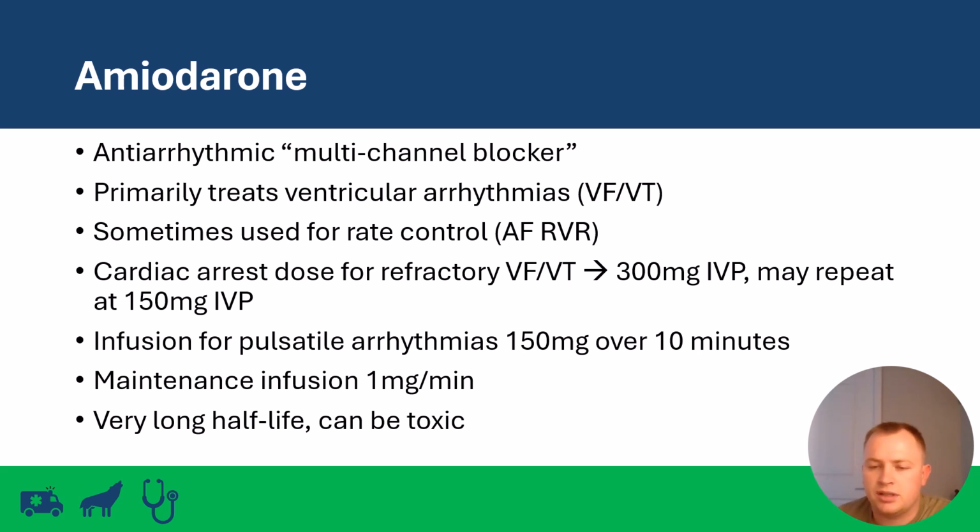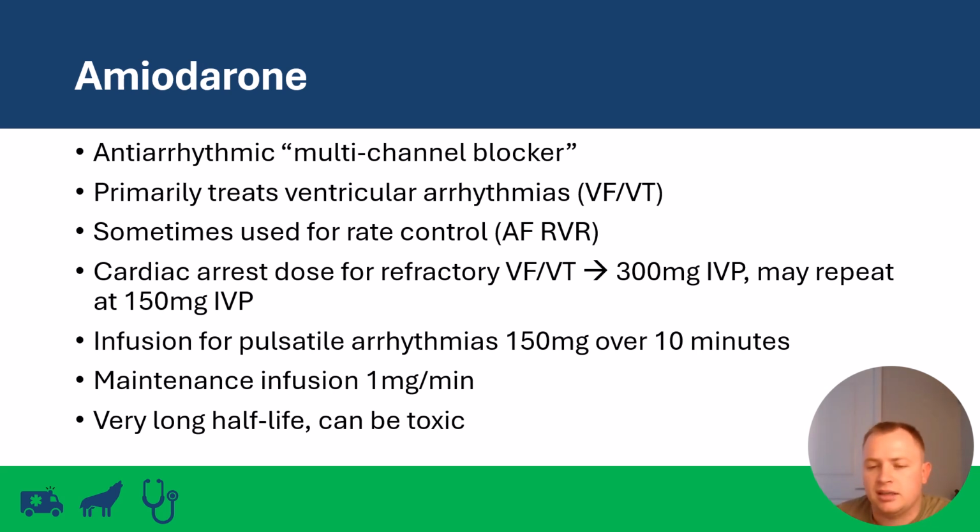Sometimes you can use it in arrhythmias like AFib RVR for rate control, but a lot of times it will actually convert that AFib back into sinus, which may be a bad thing if they're not anticoagulated because it can throw clots and stuff like that. But again, mainly amiodarone is used to treat ventricular arrhythmias. In cardiac arrest, we can give it for refractory VFib or VTAC. So if we've shocked them a few times and nothing's working, we can use amiodarone kind of like a chemical shock.